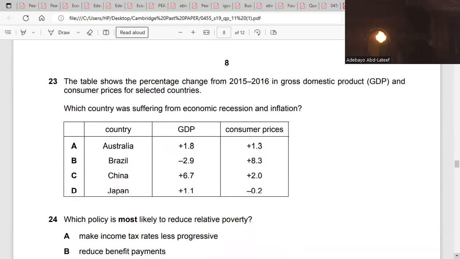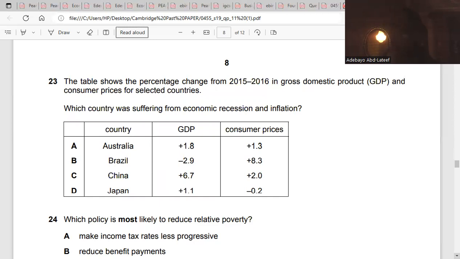23. The table shows the percentage change from 2015 to 2016 in gross domestic product, GDP, and consumer prices for selected countries. Which country was suffering from economic recession and inflation? When you are suffering from economic recession and inflation, we call it stagflation. That's A level, when you suffer from both.